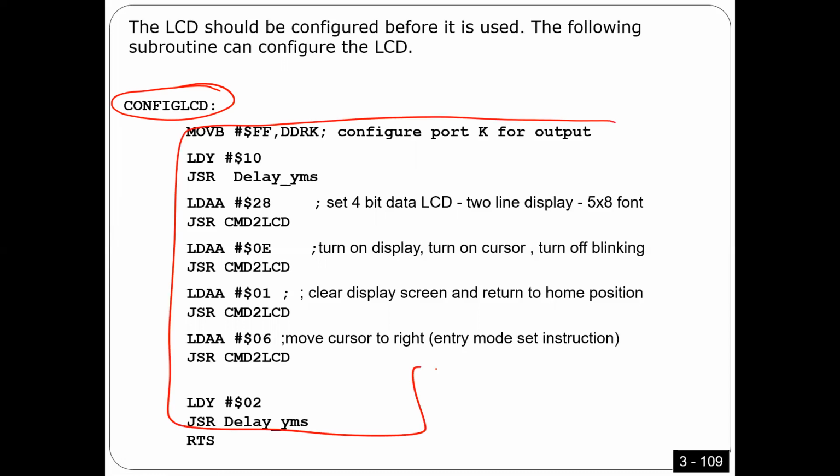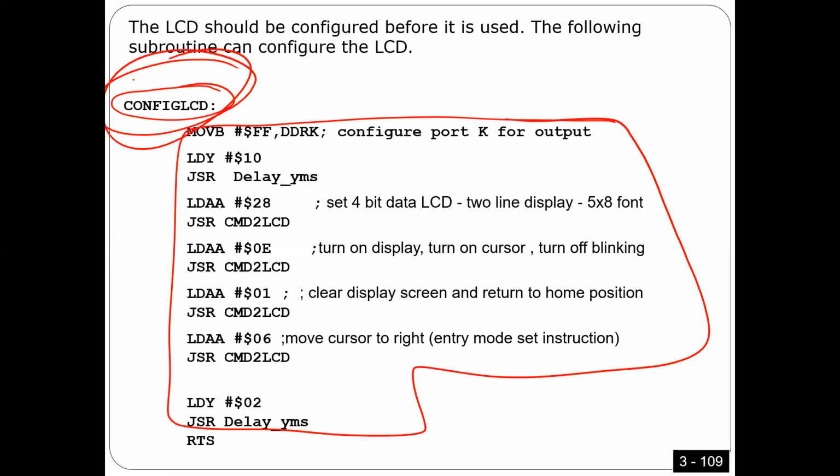So all what you have to do is call this subroutine. I'm still talking about assembly. You have to call this subroutine only once at the beginning of your code. That's it. So I'm gonna explain what this one is doing. Number one, for sure, you have to configure port K as output. This is the easy part, okay?